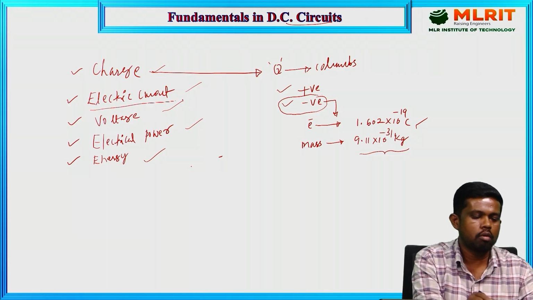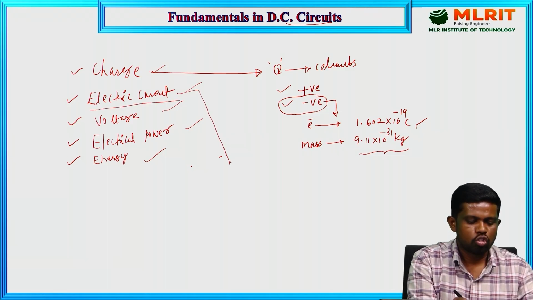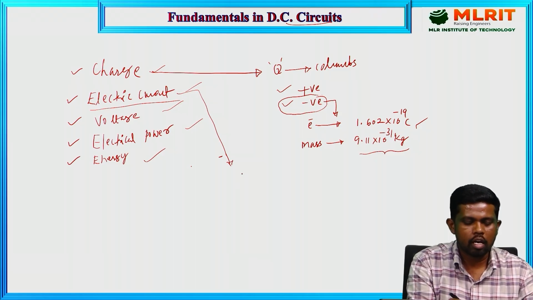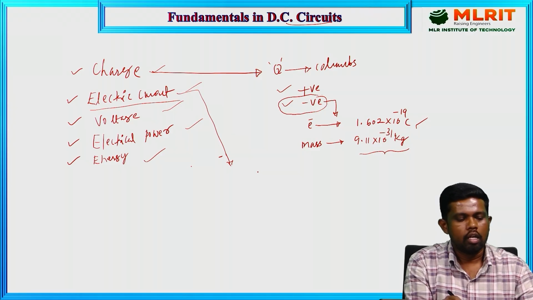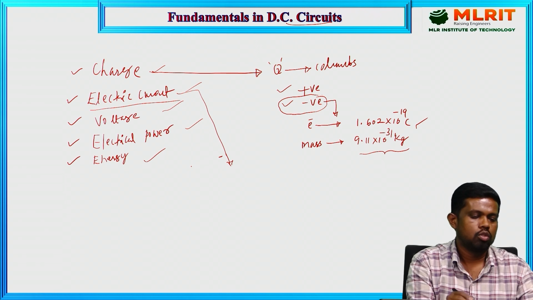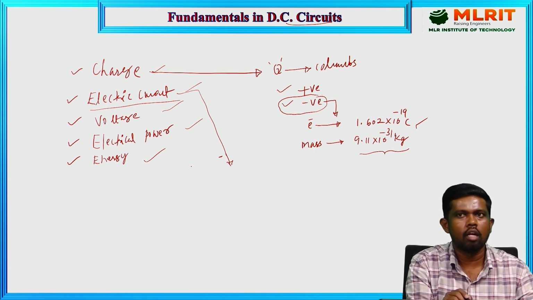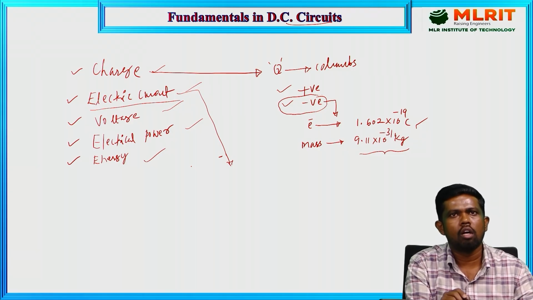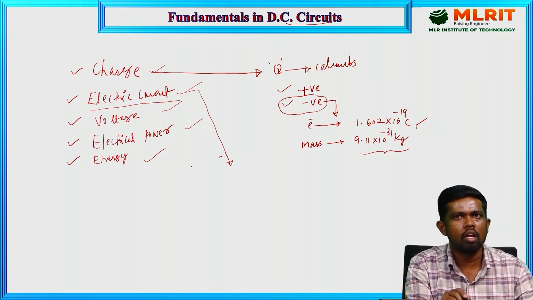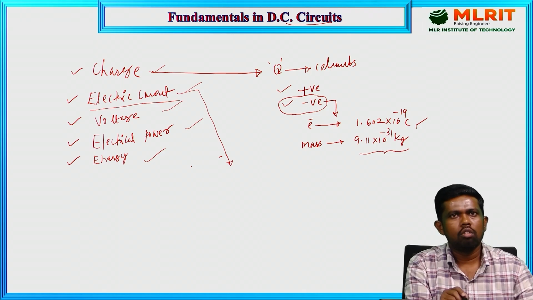The next fundamental concept of DC circuits or electric circuits is electric current. Electric current is the rate of flow of charge, or the flow of electrons in any conductor or circuit. We define electric current as the rate of flow of charge in any conducting metal or electrical circuit. In other words, it is the flow of free electrons in any conducting material or electrical circuit. That is what we call electric current.